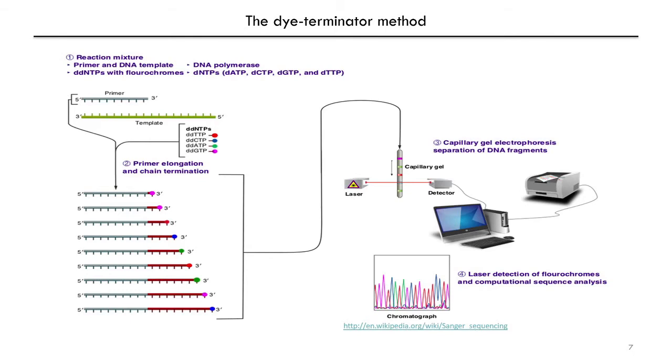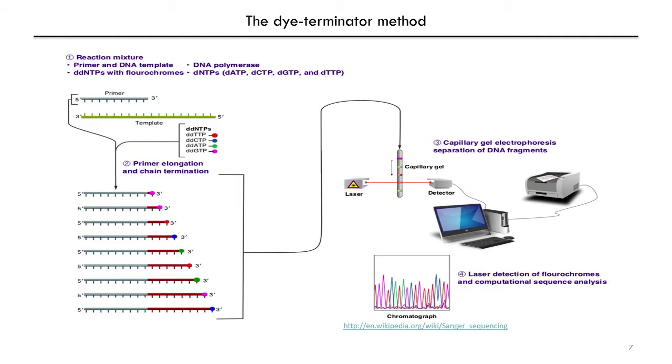Now, instead of using radioactively labeled primers, we have fluorescently labeled bases that we add onto the synthesized strand. This is called the dye terminator method. Instead of a radioactive label on the primer, we have fluorescent labels on the dideoxynucleoside triphosphates, so that the synthesized fragment incorporates the fluorescent label on the 3' end.